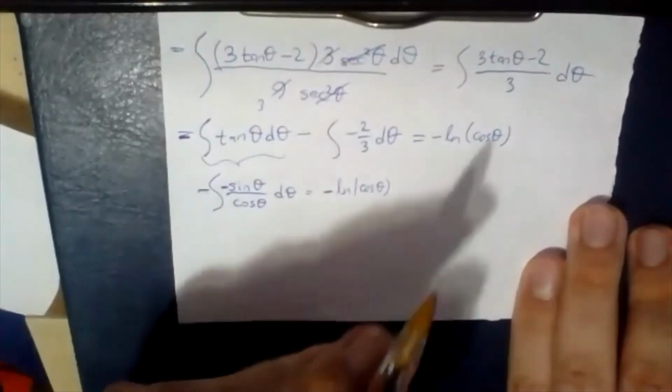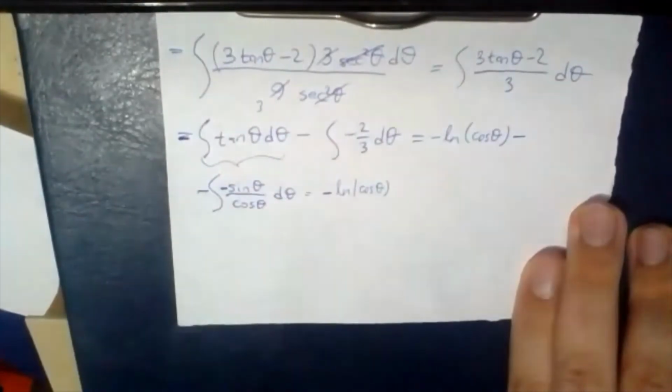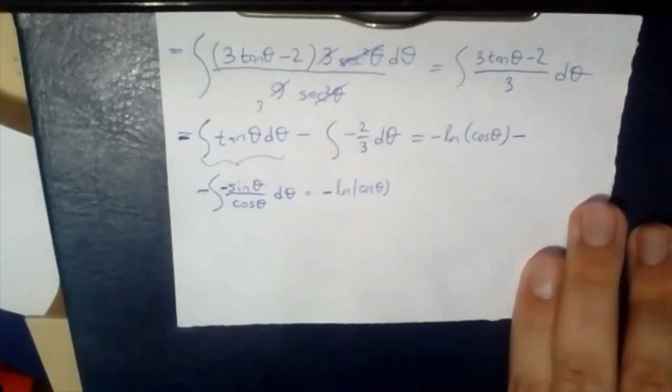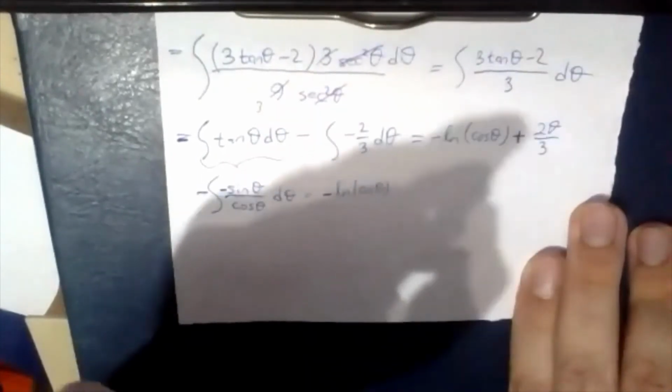So the answer is minus ln cosine theta. What is next? Minus 2 over 3 theta is minus 2 theta over 3, but we also have another minus, which will become plus. So the result will be this.